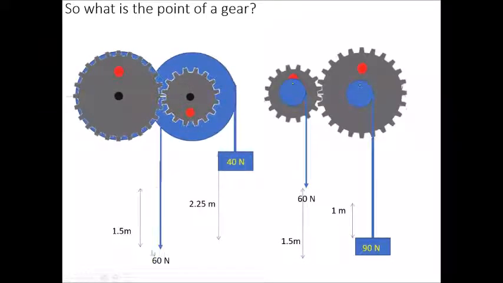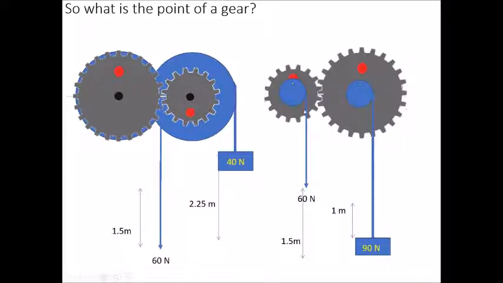So as this 60 Newton force goes down 1.5 meters, if this gear is attached to this big wheel, this will go up 50% extra, 2.25 meters. But in terms of the energy we use, it's the same, as I'll show you in a minute.